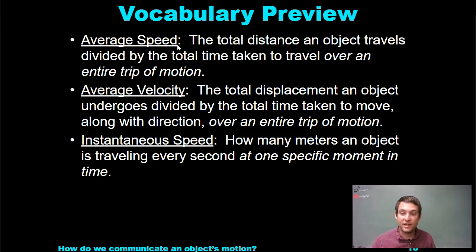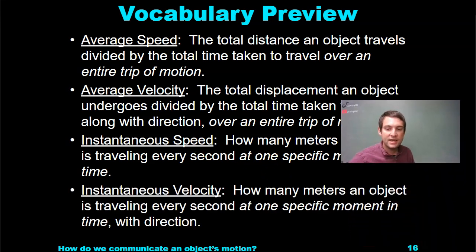Instantaneous speed is how fast you are going at a specific moment in time. That's what your car speedometer shows you, your instantaneous speed. It does not tell you your direction, so we're only dealing with speed. And it tells you how fast you're going at that specific time. Instantaneous velocity, how many meters an object is traveling every second at one specific moment in time with direction.